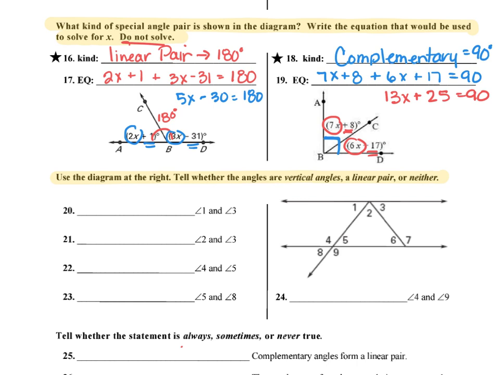Then I do want to point out this last set of directions here. You're going to use the diagram at the right to tell whether the angles are vertical, a linear pair, or neither. So in your answers 20 through 24, you will answer vertical angle, a linear pair, or neither for those answers right there.